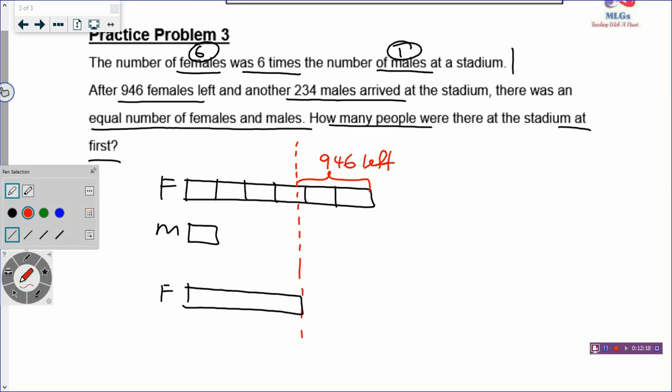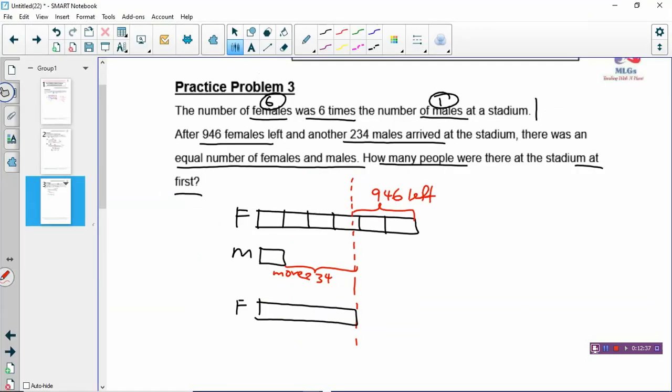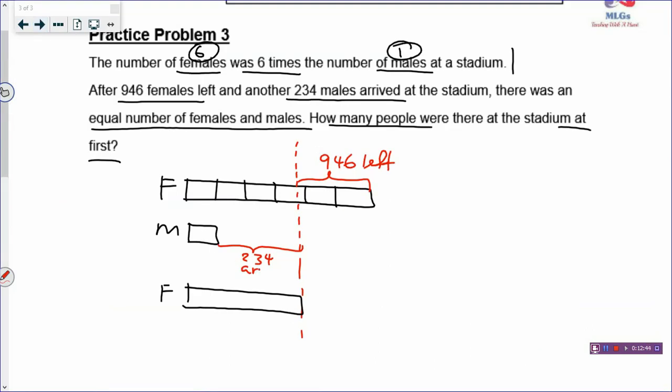Okay, then what else? Then how many males arrive? 234 males arrive. So you can see that you're going to stretch the box, right? Stretch this little box for the males, stretch it to the dotted line, and there will be another 234 males arrive. So you have more. Let me just adjust again. So you have 234 males arrive. So you have more males.